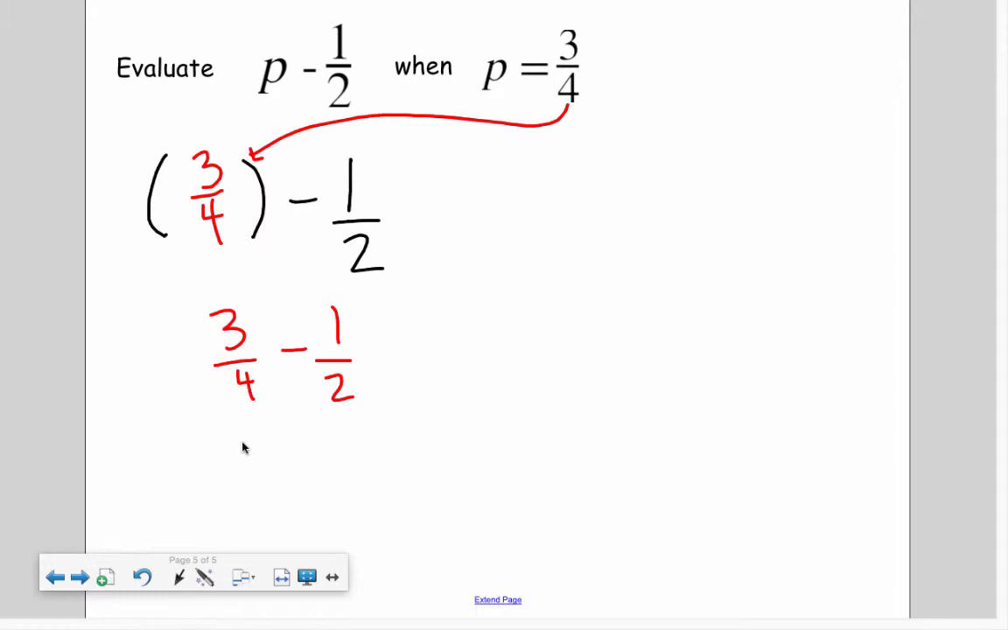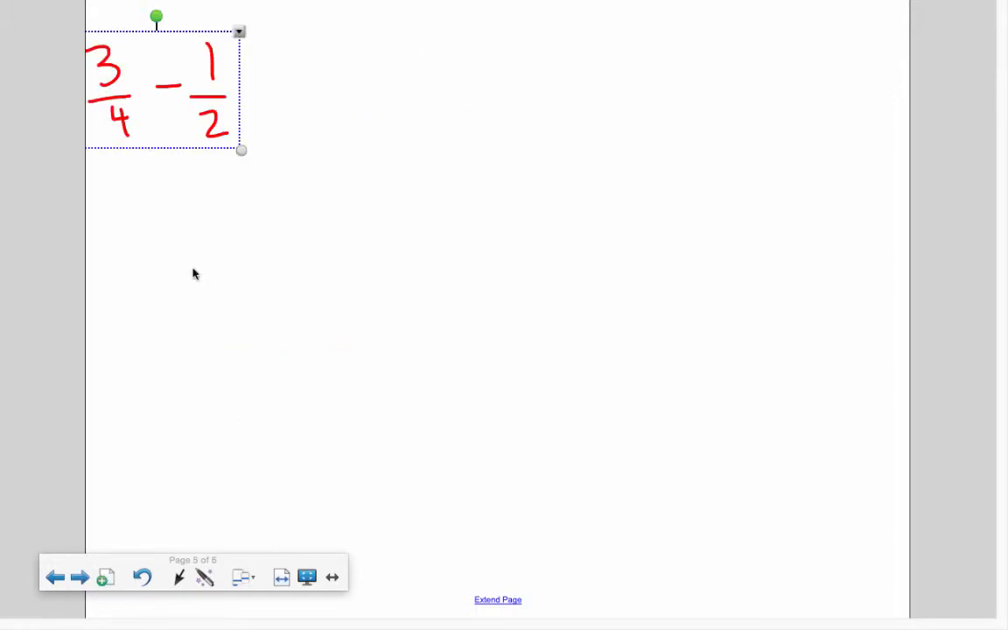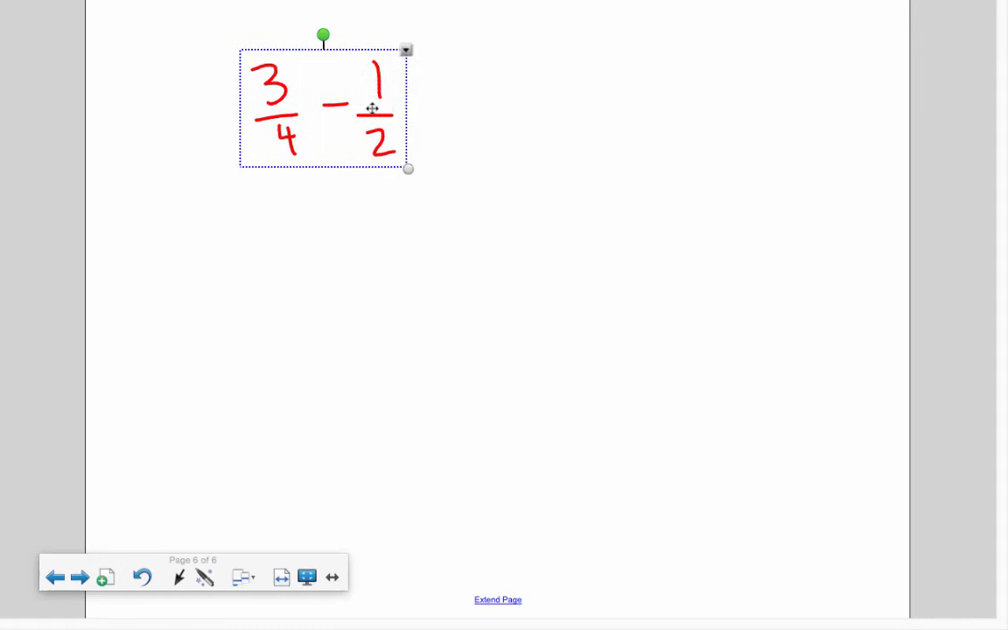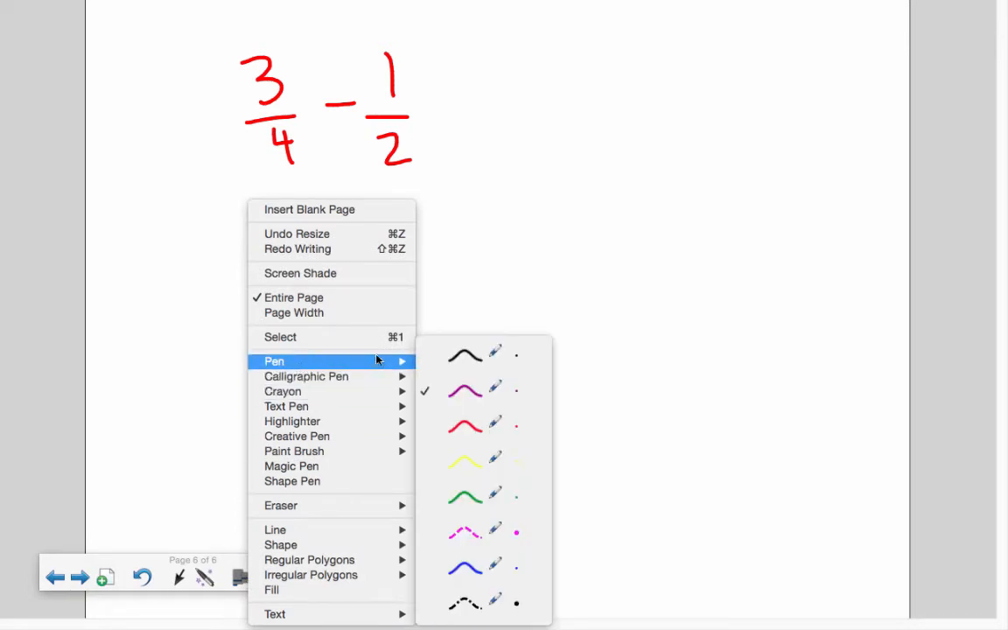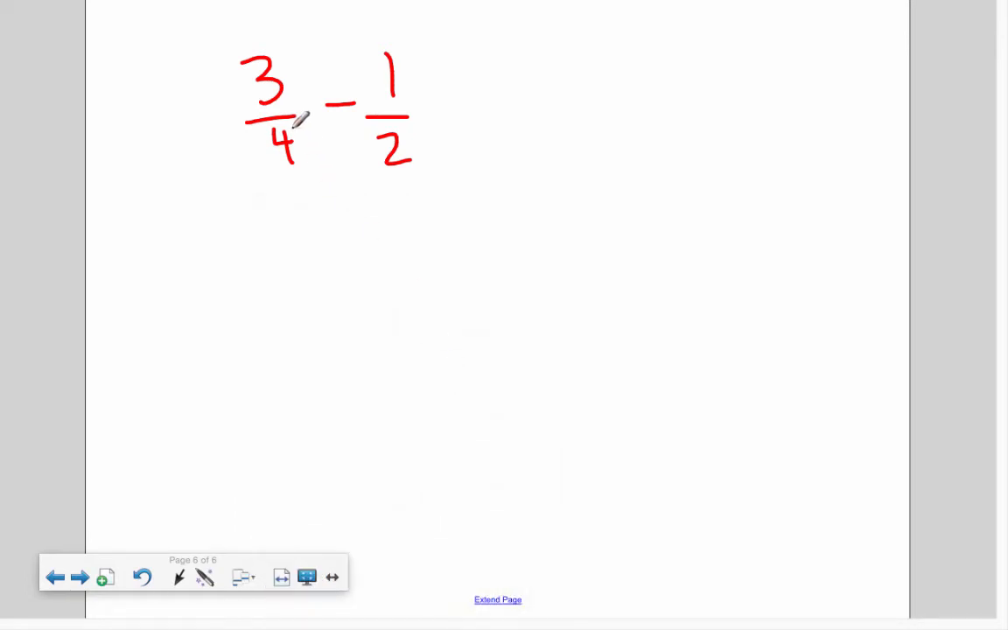How do you subtract fractions? If we take a look at 3/4 minus 1/2 on a new screen, we can remind ourselves that to add and subtract fractions, we need to get a common denominator. So remember, the denominator is the number on the bottom. In this case, that's the 4 and the 2.